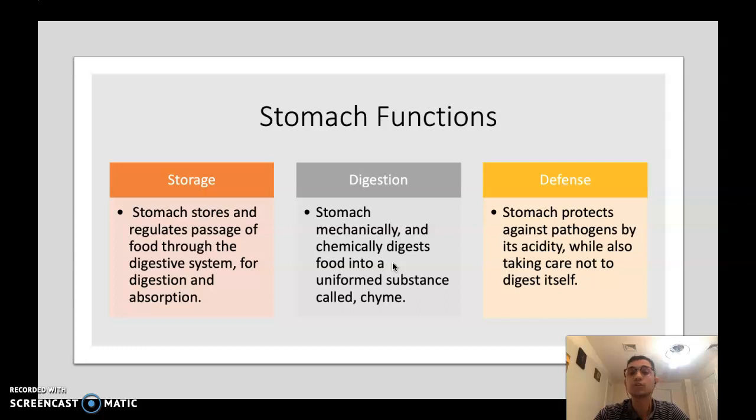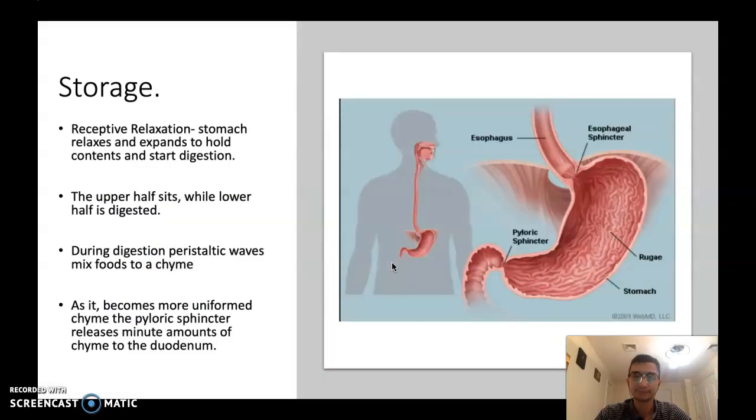The stomach is able to store food for it to be digested and absorbed throughout the digestive tract. The stomach is able to digest food, whether mechanically or chemically, through peristaltic waves into a uniform substance called chyme. The stomach is also able to act as a defense due to the high mucus layer and the low acidity that it has, being able to kill any pathogens that we have ingested along with our food.